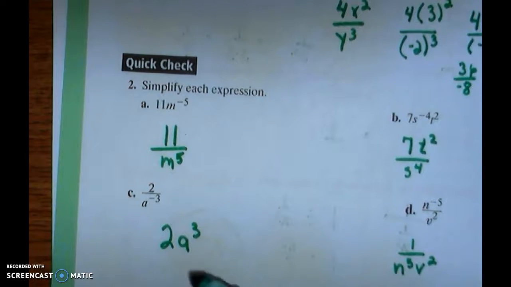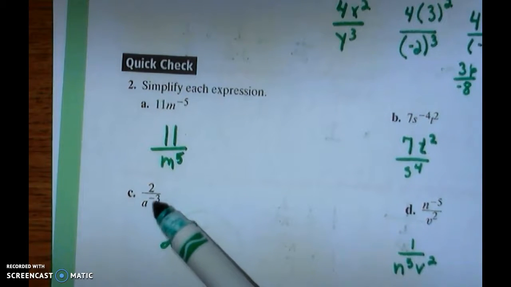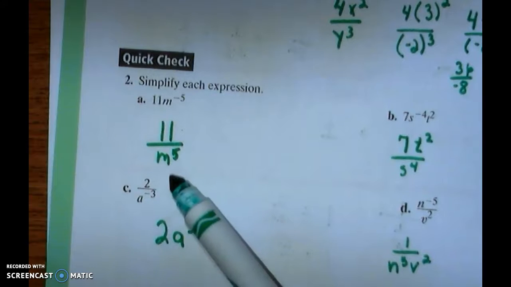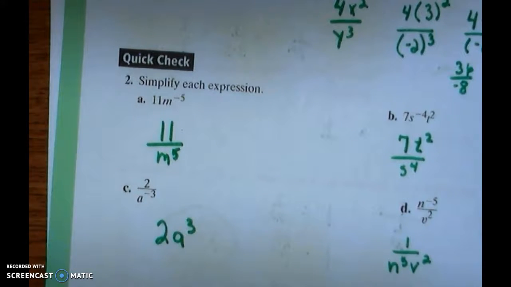In example C here, or quick check C, we have 2a to the 3rd. The negative exponent basically comes back up if we start to use our reciprocals. And then in this case, we have the n to the negative 5 that has to come down into the denominator, but we need that 1 as a placeholder in our fraction.